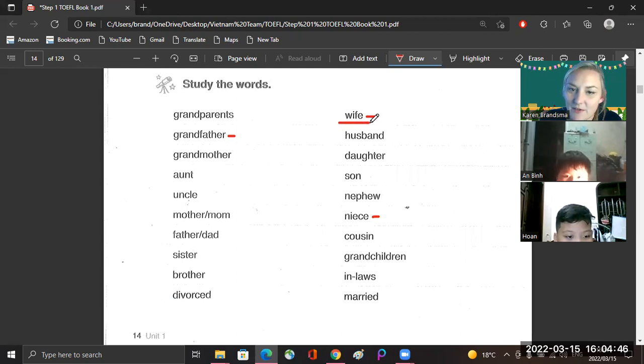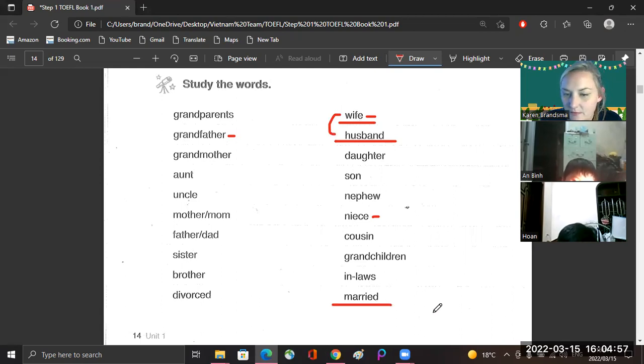Okay, a wife is a girl, a husband is a boy. If you have a wife and a husband, they are married. But if they were married and now they are not married anymore, they are divorced. Okay.